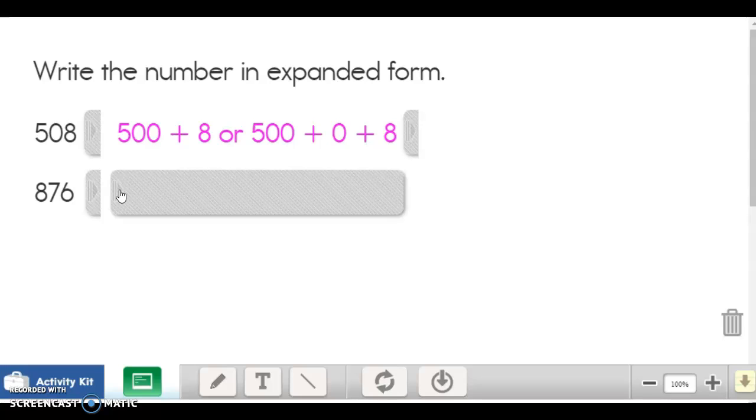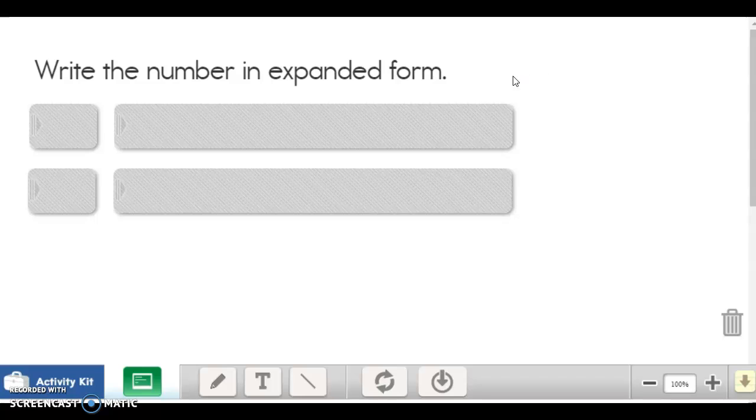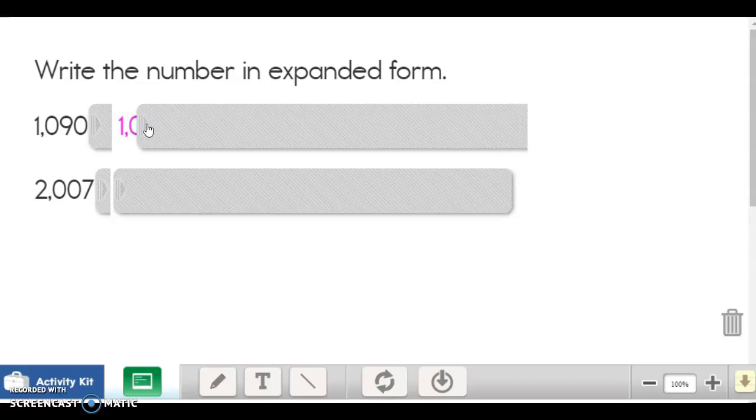Let's try this one, 876. Stretch it out, 800 plus 7 tens is 70 plus 6. Oh, they're really stretching us now, friends. We've even got a thousands here. Let's try it. 1,000. Make sure you have all those zeros, 3 zeros there.